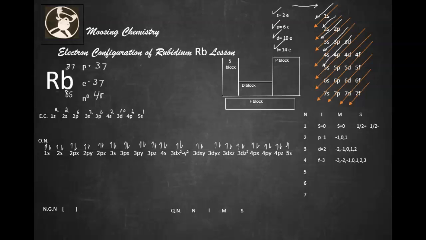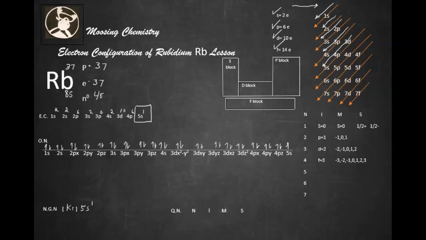Now let's look at the noble gas notation. The nearest noble gas to rubidium is krypton. So we're going to write Kr right here. And then we're going to get our valence shell, which is this guy right here. We're going to call this Kr 5s1.